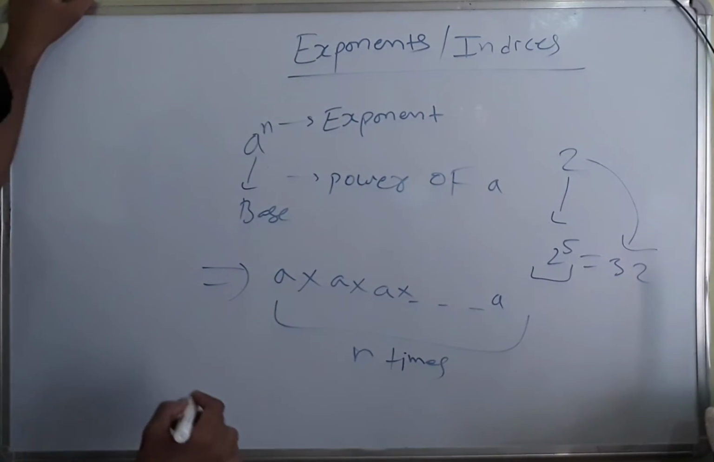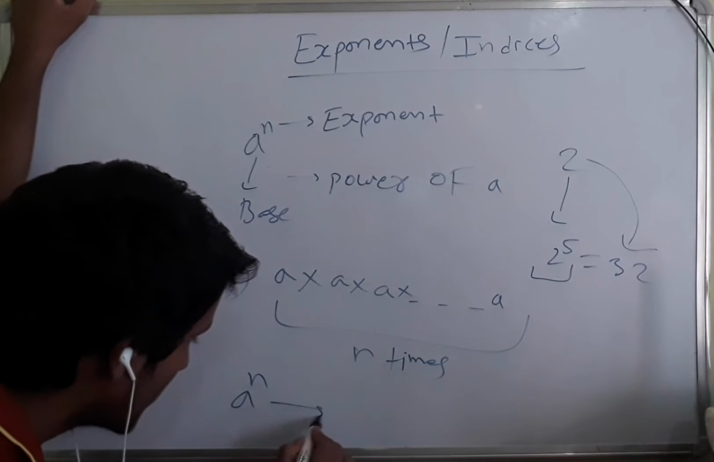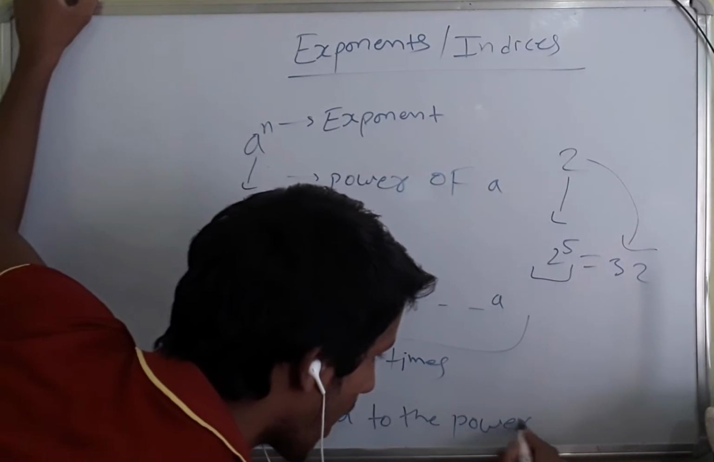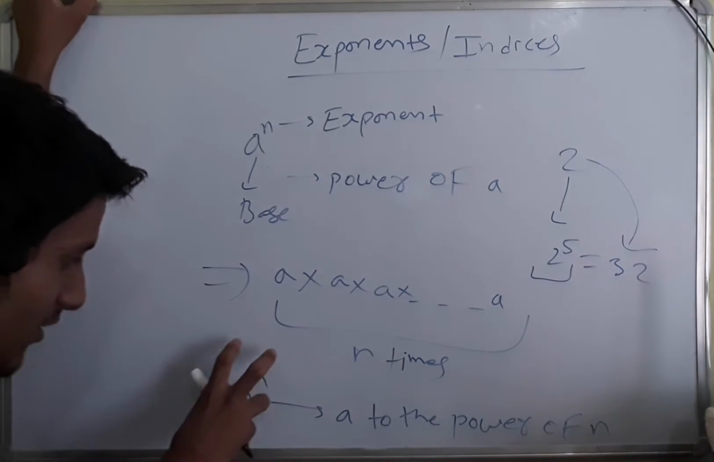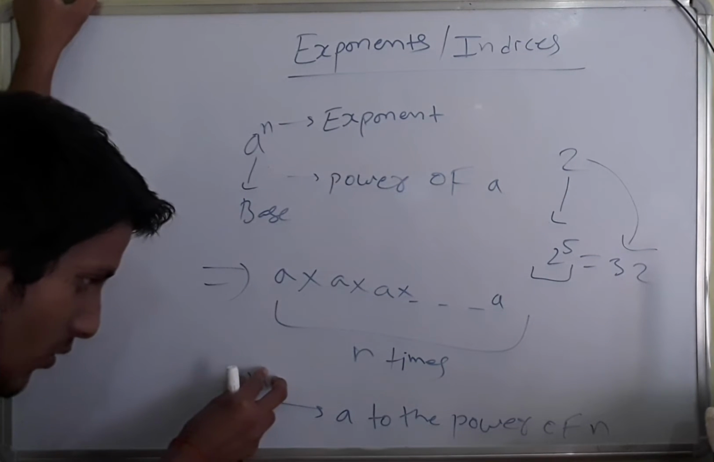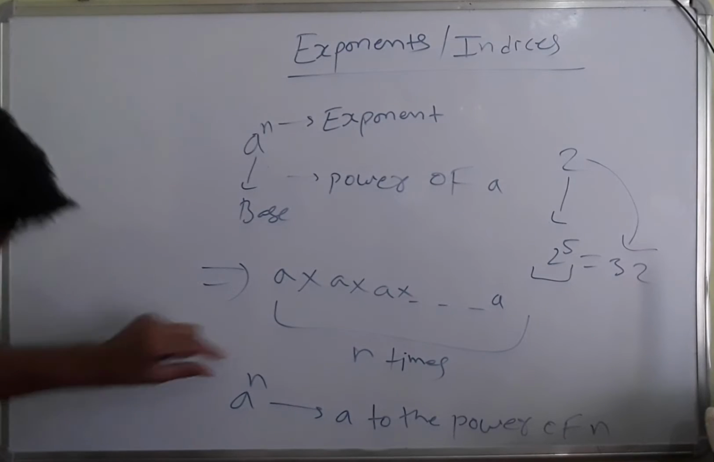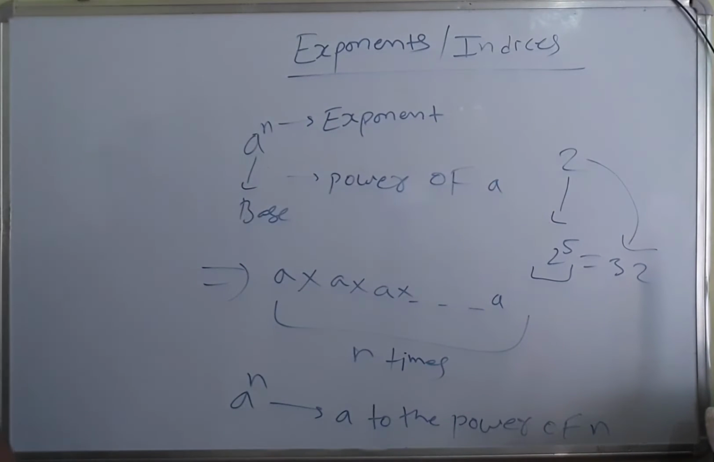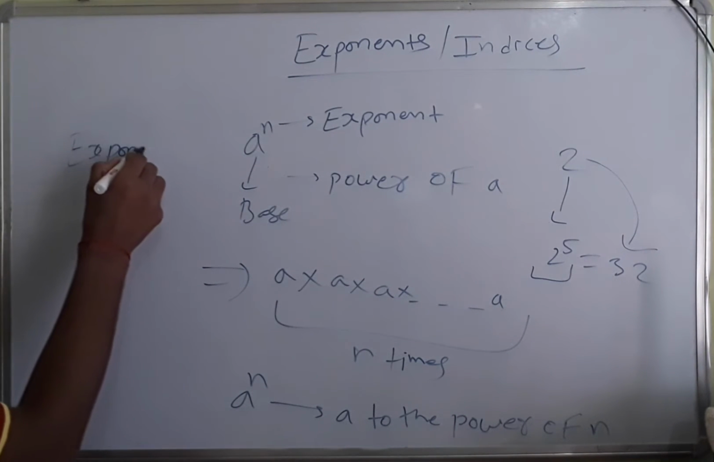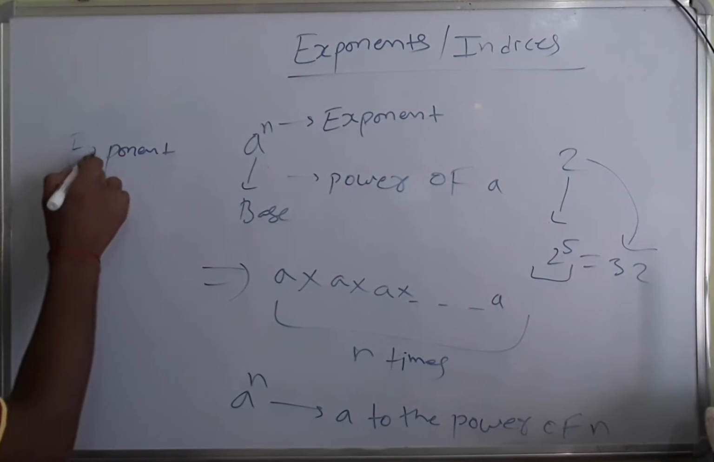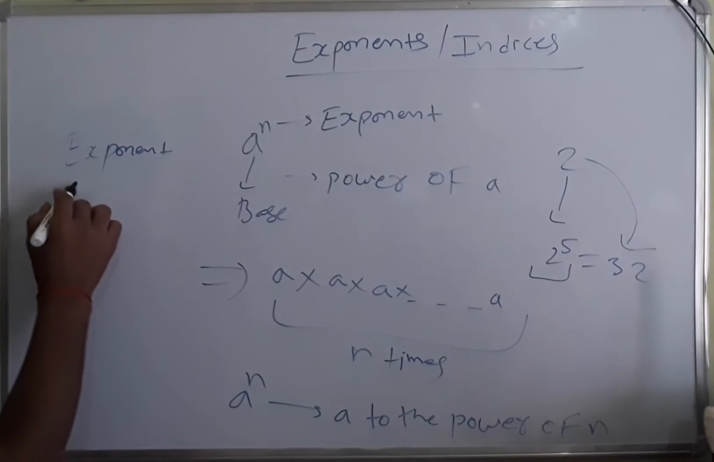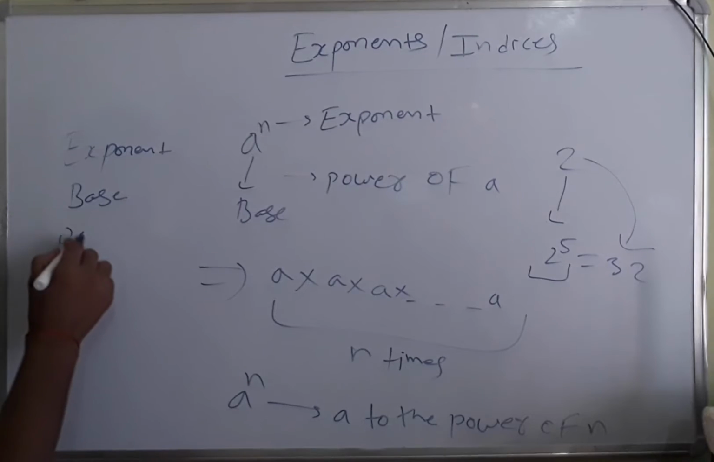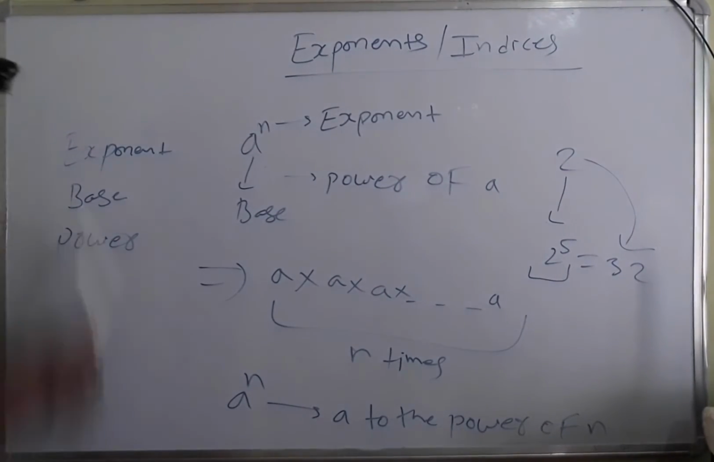How do you read this? a to the power n, we read this as a to the power of n. This whole is a to the power of n, and this only is the exponent. So this whole is the power, this is the exponent, and this is the base. I hope the basic terminologies are clear now. The terms we talked about are exponent, also known as index, base, and power. I hope you have got this well.